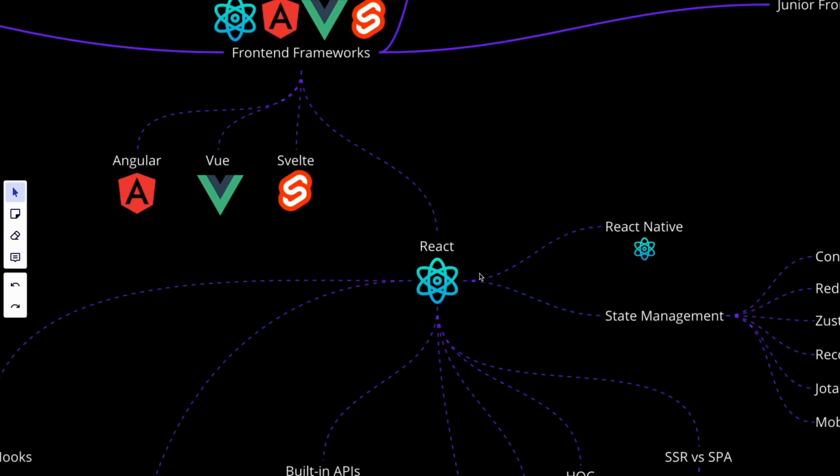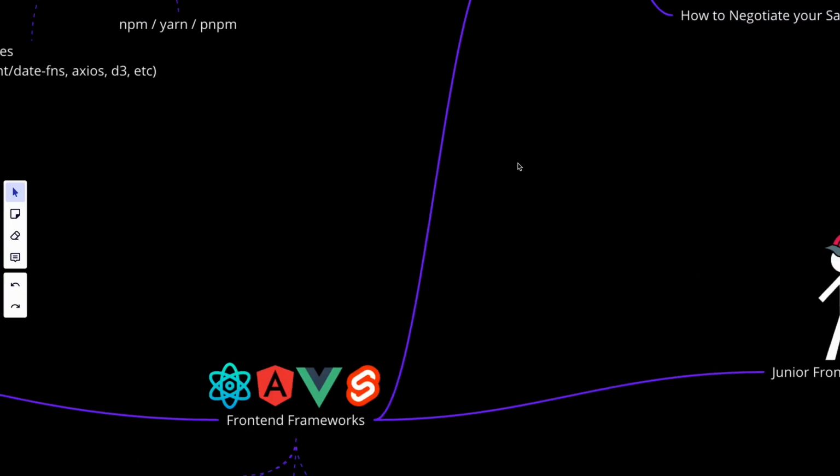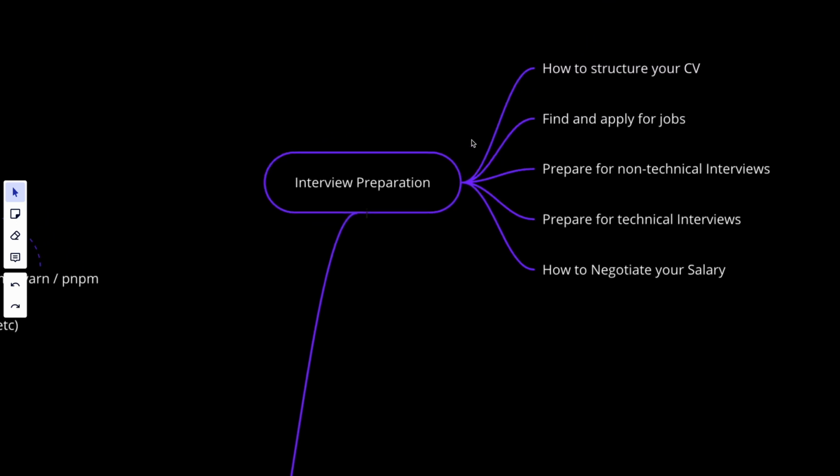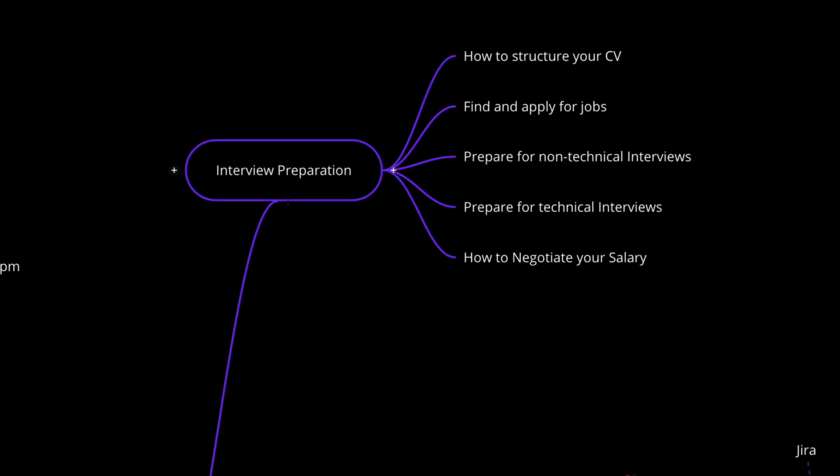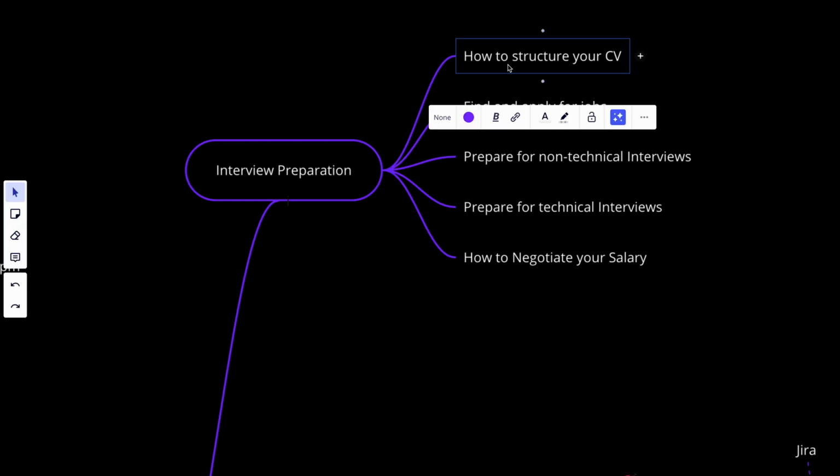So after learning React, the final steps before you land your first tech job is interview preparation. This stage is all about making sure you stand out as a candidate and are ready to showcase your skills and knowledge in interviews. Here you need to learn how to structure your CV. Your CV is your first impression, and we need to make sure that it's clean, professional, and highlights your web development skills, projects, and any relevant experience. Ideally, this should be one page long.